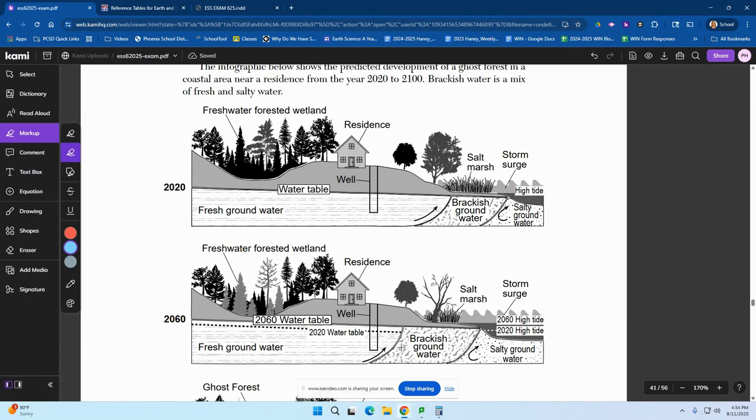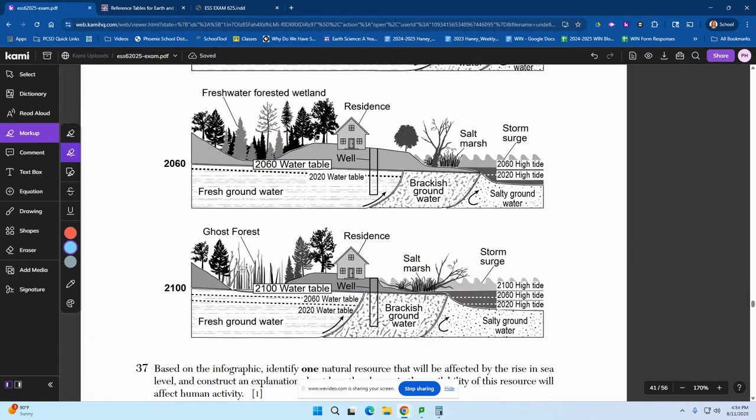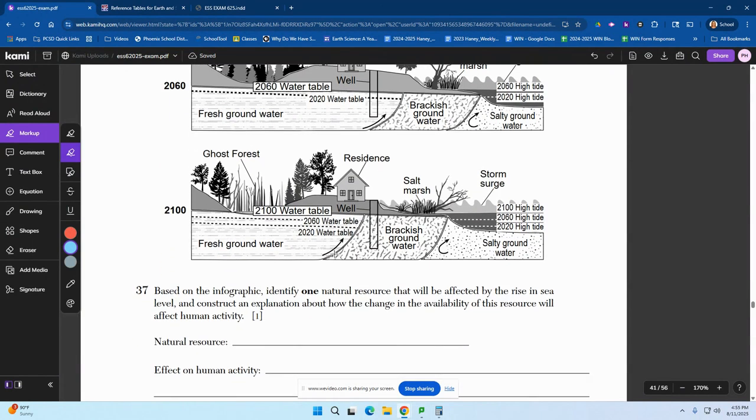Okay. And then if I go down to 2100, I see that now I have a ghost forest formed. So that's completely gone in terms of those living trees that were in the middle there. My water table has risen even further. And now my brackish water, my salty water, has moved into my well. So I'm now pumping salty water into my home.